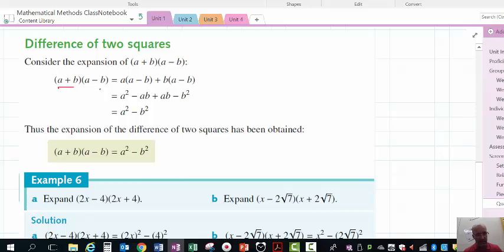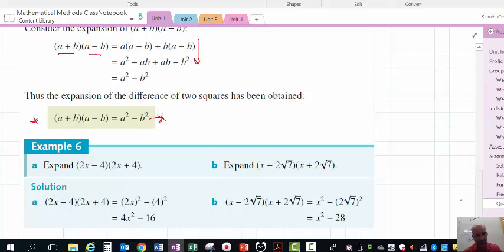Lastly, we've got the difference of 2 squares. That's in the form of a plus b, a minus b. And you can see, if you pause the video, you can see why it works, and it ends up being a squared minus b squared. So that's called the difference of 2 squareds, and when we expand it, we get a squared minus b squared. Very important one because it can make you more efficient.